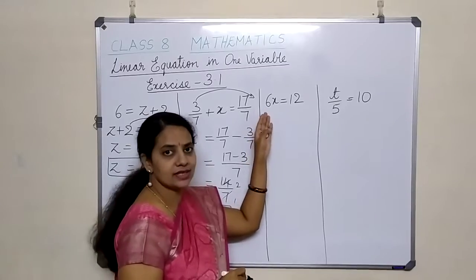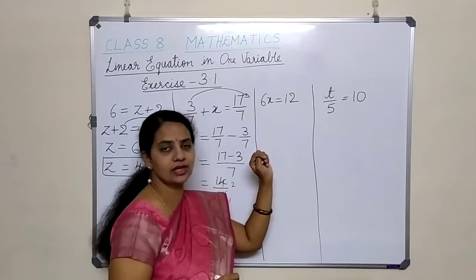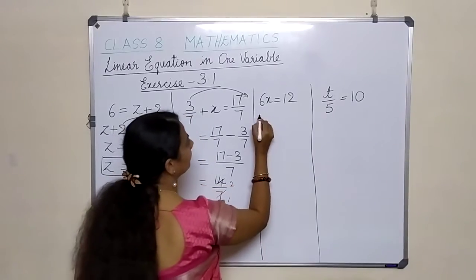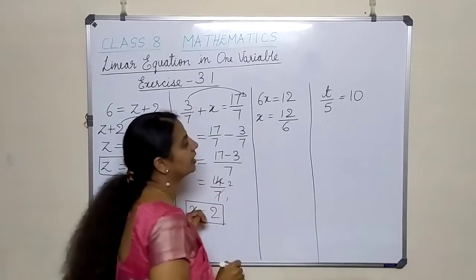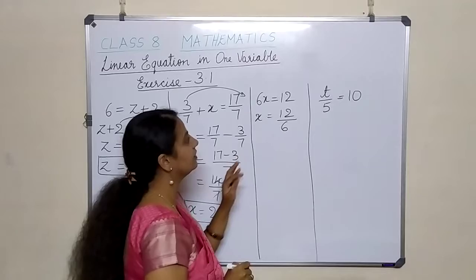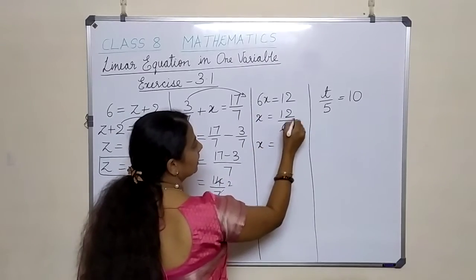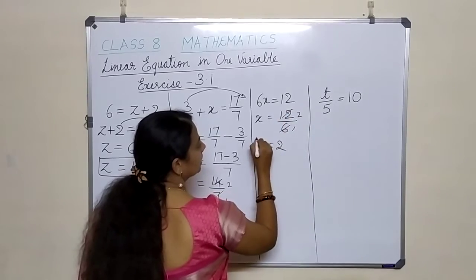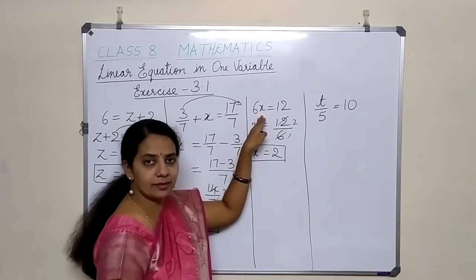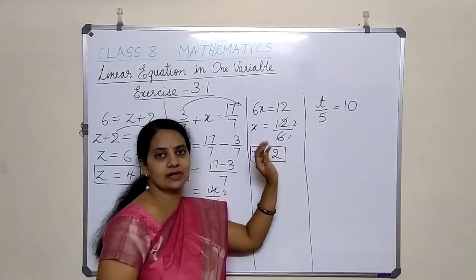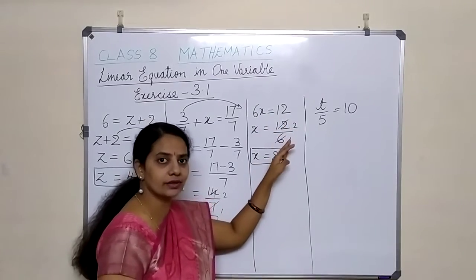This multiplication 6 becomes the divisor. When it goes to the other side of the equation, it becomes divisor. I'll show you how. X equals 12 by 6. It becomes a division. So x equals 6 ones are 6, twos are 2, is the answer. So remember, whenever it is in the form of multiplication, when it goes to the other side, it becomes division. So multiplicand becomes divisor when it goes to the other side of the equation.